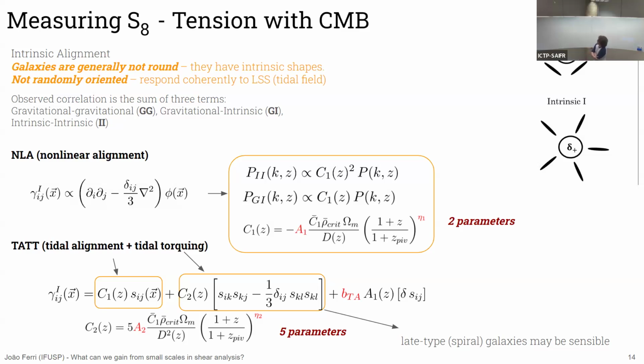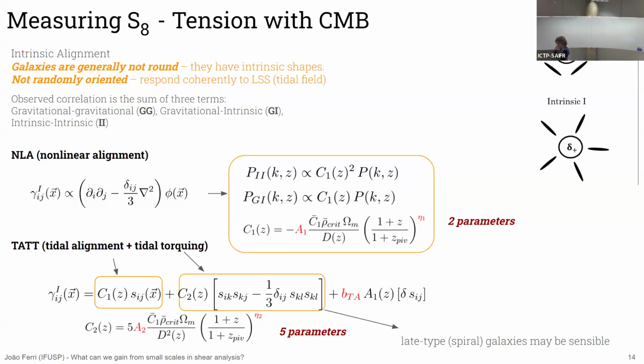Because I thought you were distinguishing something intrinsic to the galaxy that has to do with the way it was formed, from something that has to do with the environment in which the galaxy is, and the environment is the tidal field of all the other galaxies nearby. And now I don't understand, because the NLA seems to be saying that the intrinsic is given by the environment, as if the gravitational was proportional to the intrinsic. I don't know. I'm sorry, I don't think I understood your question. I'm going to try to reformulate.